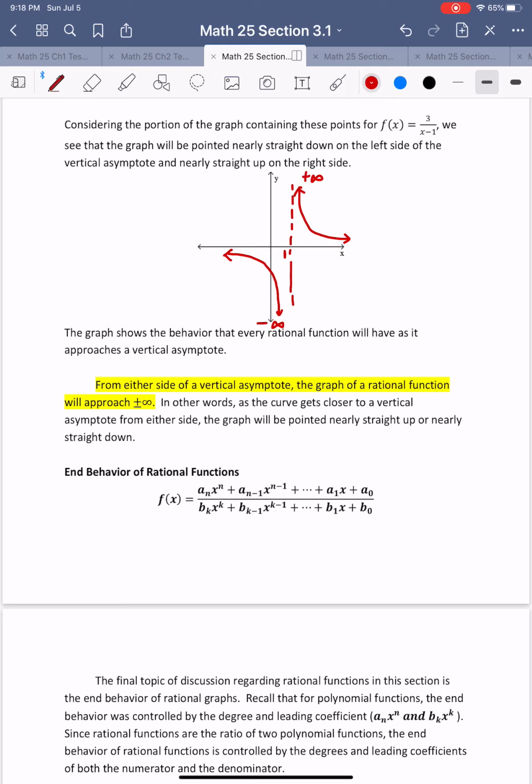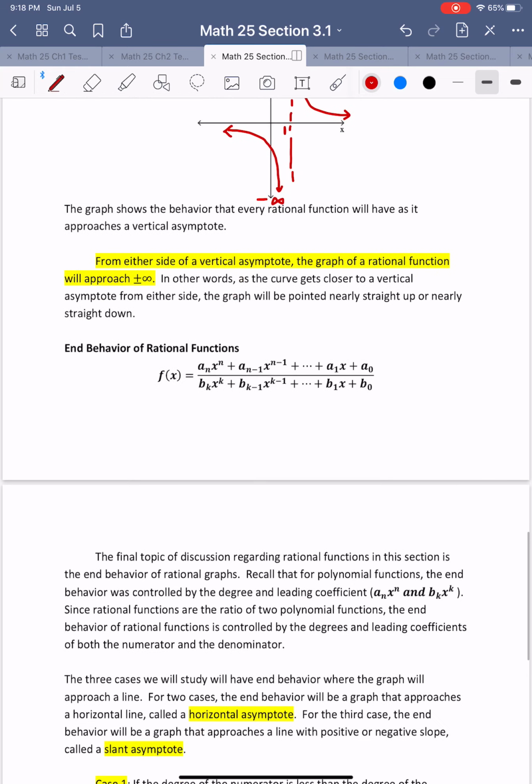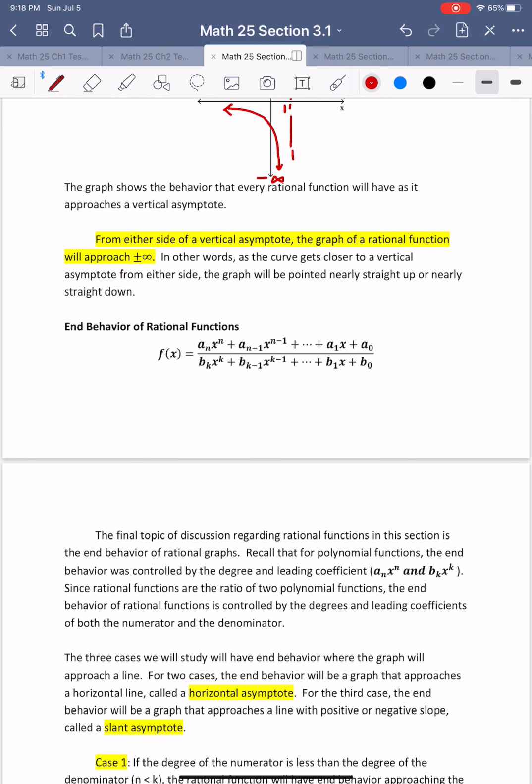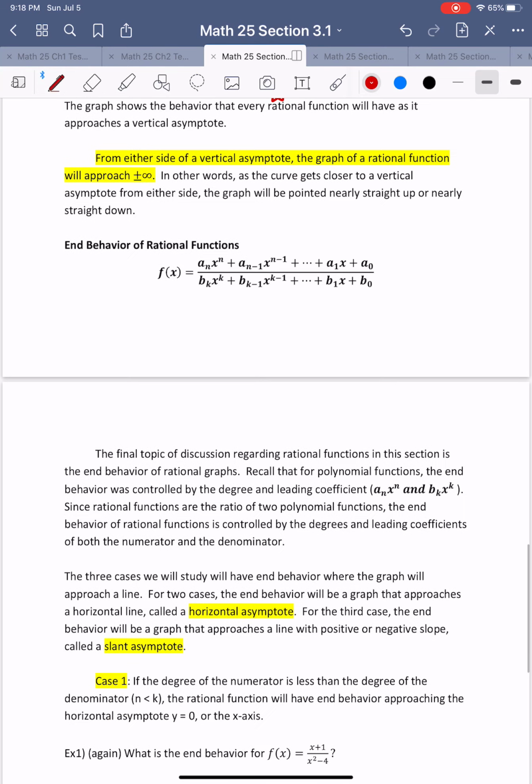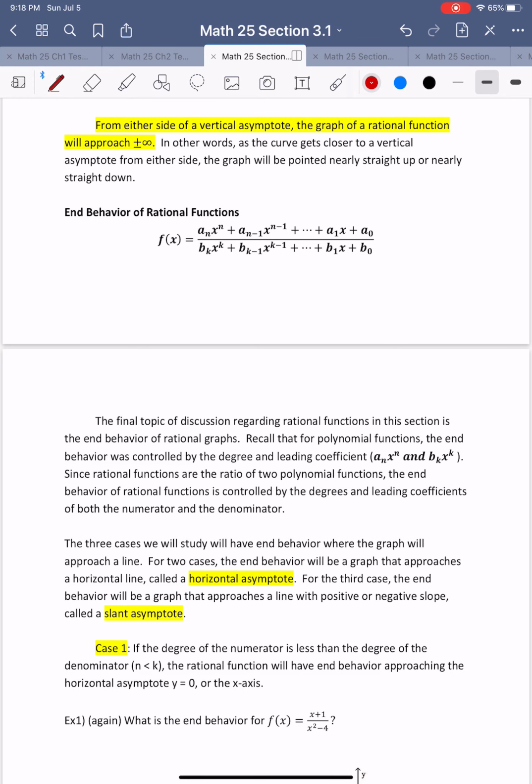Alright, so in other words, as the curve gets closer to the vertical asymptote from either side, the graph will be pointing nearly straight up or straight down. Now, the end behavior of rational functions. So we have two polynomials. I put it here: this is a leading coefficient and this is a leading term with its degree. And the denominator has b_k as the leading coefficient and k as the degree of the denominator.